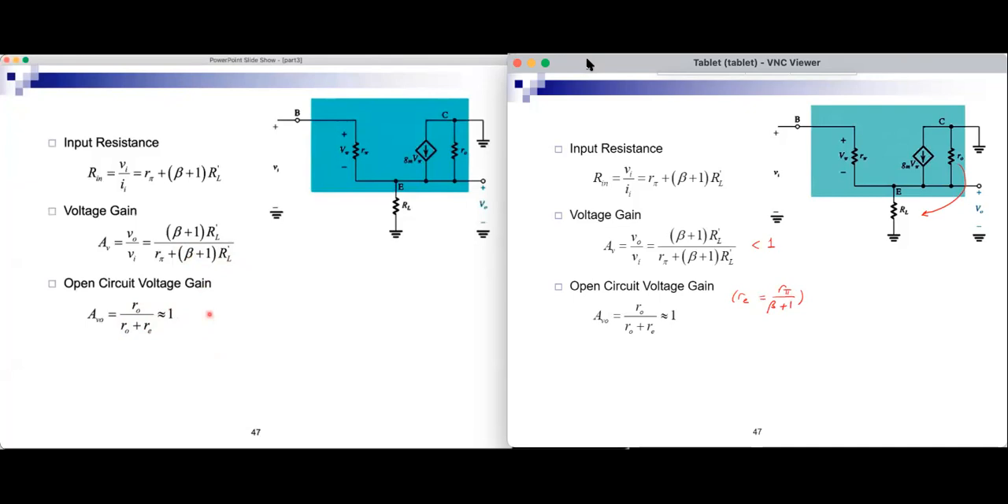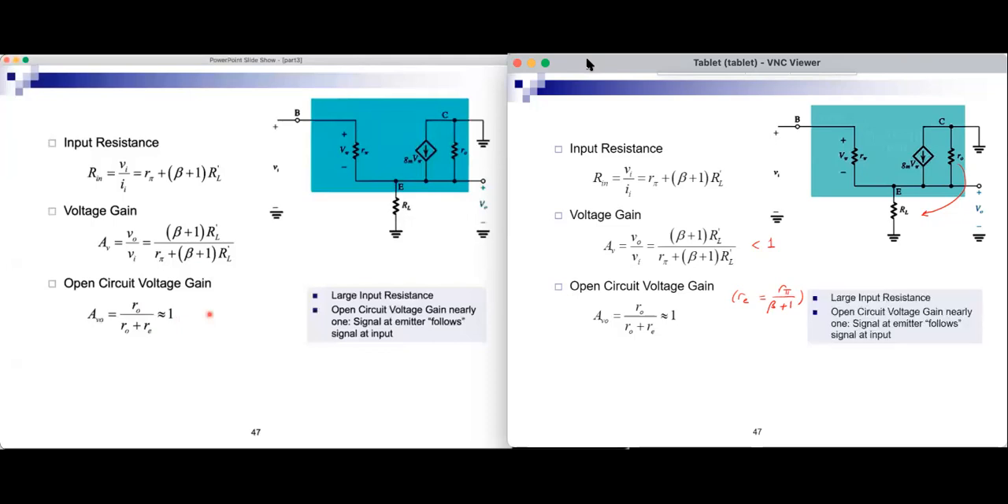So just like the common drain, this has a large input resistance, R pi plus beta plus 1 times R prime L, and open circuit voltage gain which is almost 1. That's why we call this an emitter follower, because the signal at the emitter, the output, follows the base. The emitter follows the base, so emitter follower.